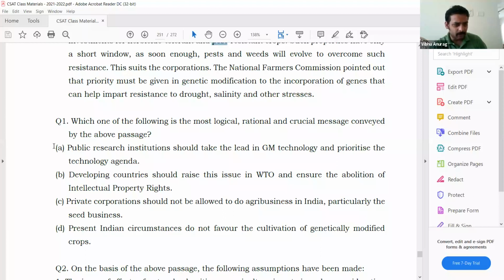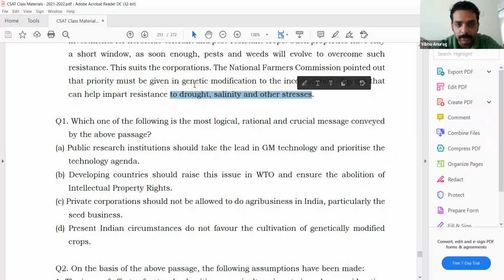Let's check our options. Option A says public research institutions should take the lead in GM technology and prioritize the technology agenda. So he does conclude by saying the National Farmers Commission should change the agenda. From the current focus, the focus should shift to crops that have these properties, imparting resistance to drought, salinity, and other stresses. So A is fine. Let's check if we find a better option.